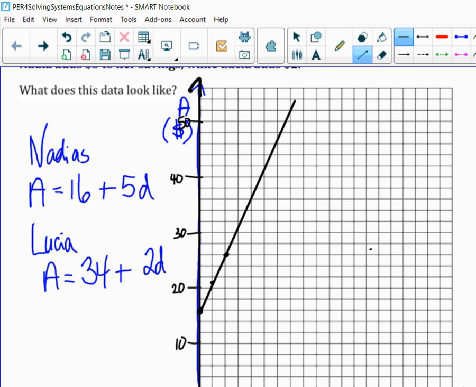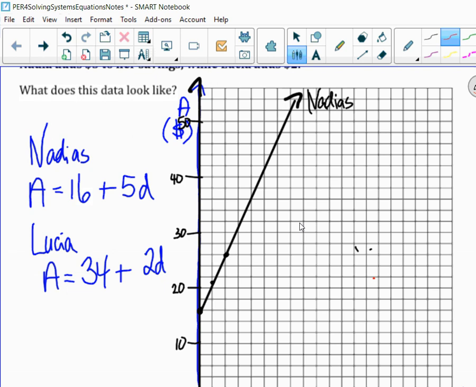Make sure that you have enough to do this, right? Okay, so this is Nadia's. Okay, so now we're going to do Lucia's. I'm going to do a different color. I'll do red.